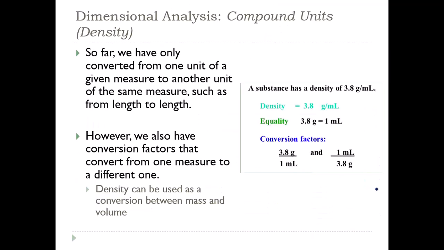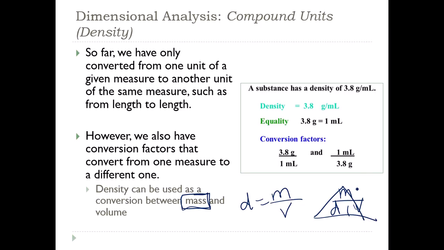But now we want to use conversion factors that will allow us to convert from one measure to another. So for example, density can be used as a conversion factor to relate the mass and the volume. Remember, density is equal to mass divided by volume. So if I multiply the volume by the density, I go to mass. Or if I divide the mass by the density, then I go to volume.